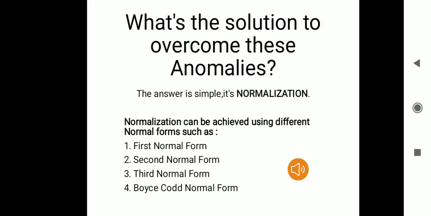So what's the solution to overcome such type of anomalies? The simple answer is normalization, as using different normal forms such as the first normal form, second normal form, third normal form, and finally the Boyce-Codd normal form, such type of anomalies can be easily eliminated. We are going to discuss each of these normal forms and normalization in the next PowerPoint presentation.